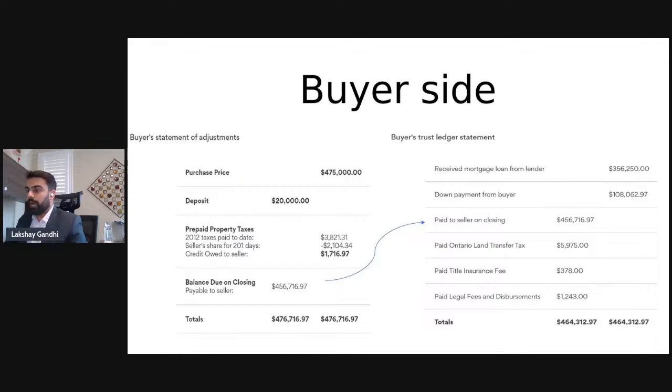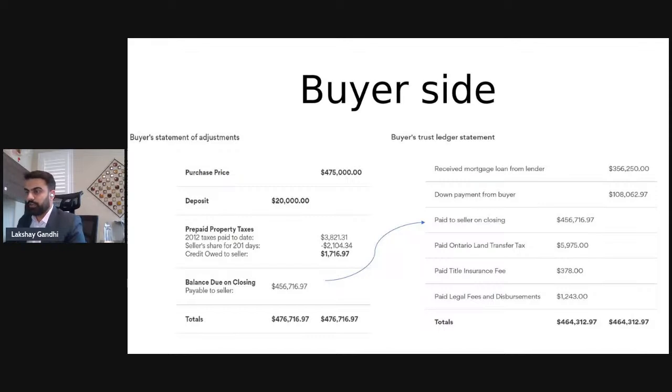Now let's look at the buyer side's trust ledger statement. The trust ledger statement basically highlights all the costs outside of the real estate transaction itself, related to land transfer tax, title insurance, and legal fees. Those are the costs that the buyer needs to take care of.